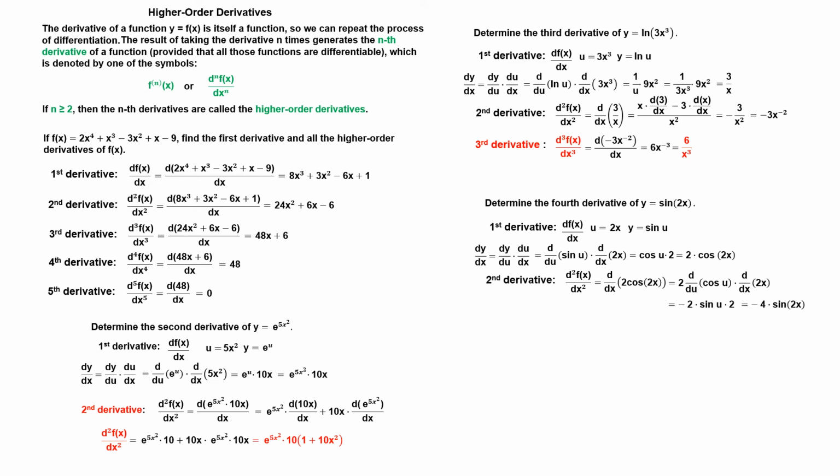To compute the third derivative, we begin with the chain rule, followed by the derivative of the sine function. To compute the fourth derivative, we begin with the chain rule, followed by the derivative of the cosine function.